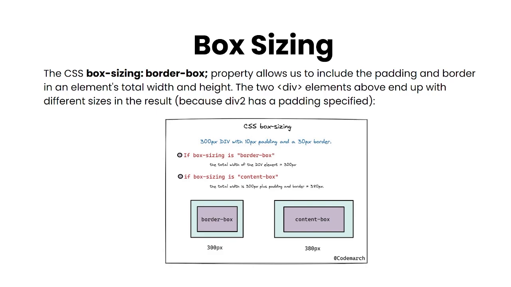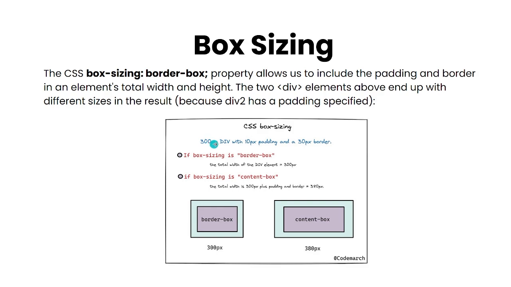Let's dive right in. We're going to be looking at box sizing. The CSS box sizing, especially the border box property, allows us to include the padding and border in an element's total width and height. If you look here, you see there are two different boxes, two different div boxes.